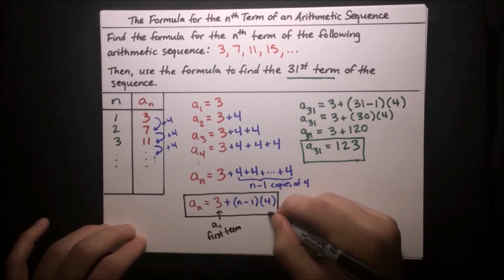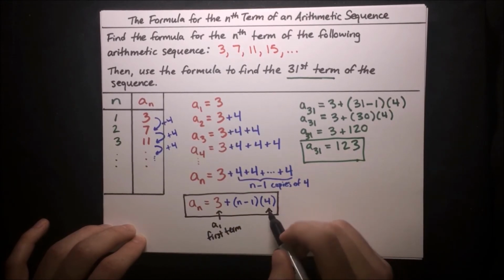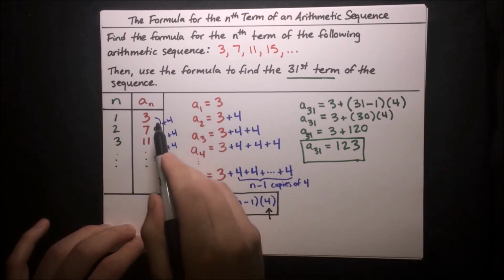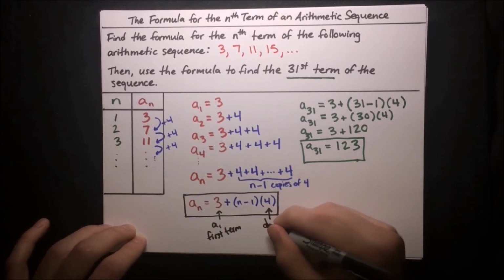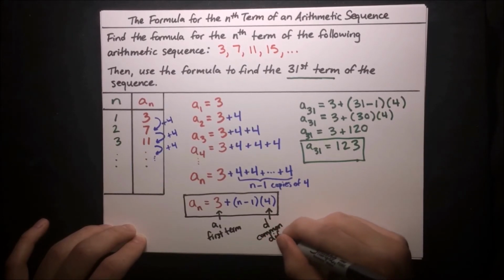And then how about 4? Where did that come from? Well, 4 was the amount that we're adding every single time, and that's called the common difference, d, the common difference.